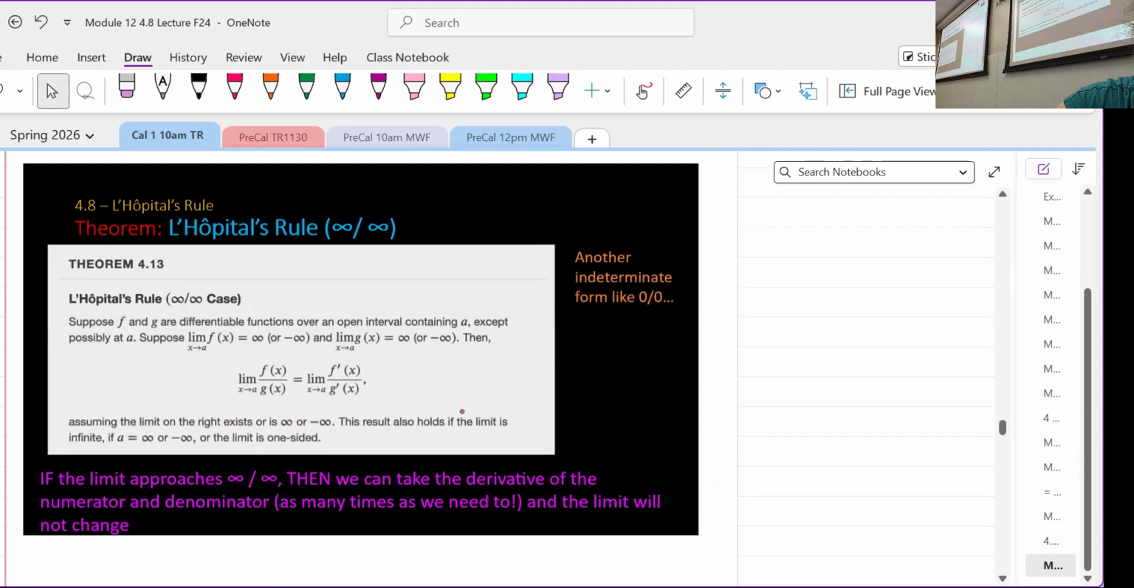But it turns out for L'Hopital's rule, there's also an infinity over infinity case. And it works the same way as the 0/0 case. Now, we can get infinity over negative infinity, or negative infinity over infinity, or negative infinity over negative infinity. We don't really care whether the infinity is positive or negative. Just as long as we get some sort of infinity over some sort of infinity, then we can apply L'Hopital's rule.